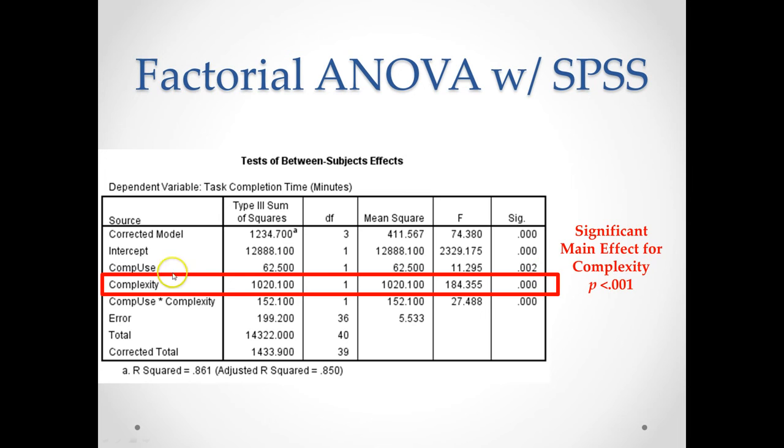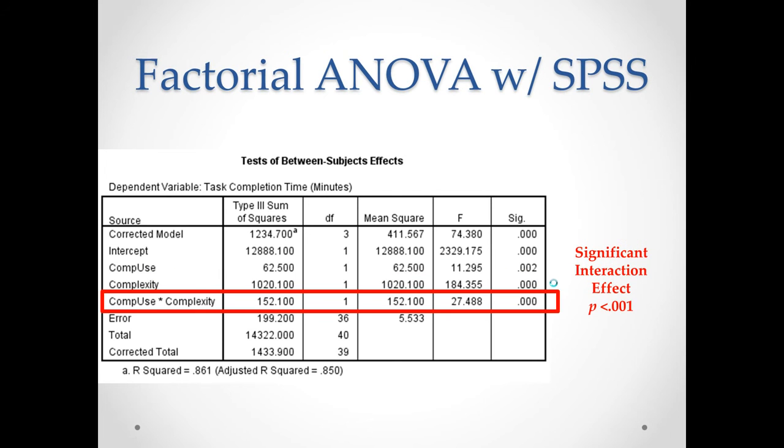Now we go down to complexity. Same thing, we see that it's significant, 0.000. So task complexity does make a difference. Whether or not you're completing a simple or a complex task is going to affect how long it takes you to do it. So there's a significant main effect for complexity. All else being equal, complexity matters.